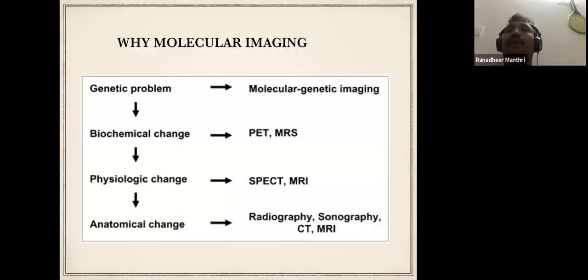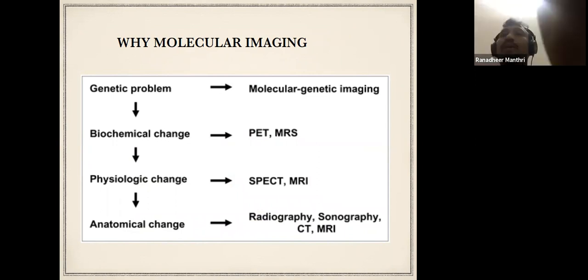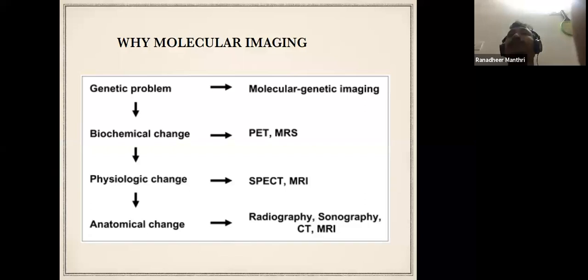Actually, why molecular imaging? The problem starts at a molecular genetic level. Suppose BRCA is there. The problem is at the genetic level. But where are we imaging? We are imaging at a biochemical change. We have a physiological change. The patient starts coughing, and we have an anatomical change that we can detect. Most of us are imaging at sonography, then we are taking physiological, then biochemical.